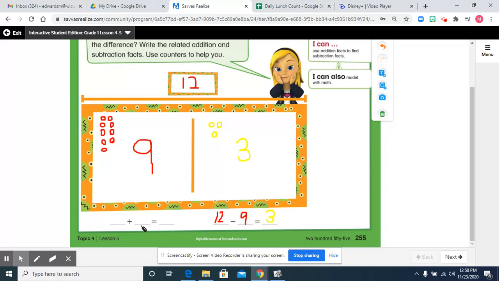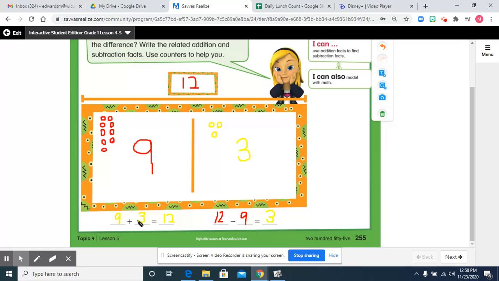Now the addition equation is easy. We'll just take the two parts. Those will be our add-ins, 9 plus 3. And we already know what the whole is, 12. So 12 will go in our sum blank.